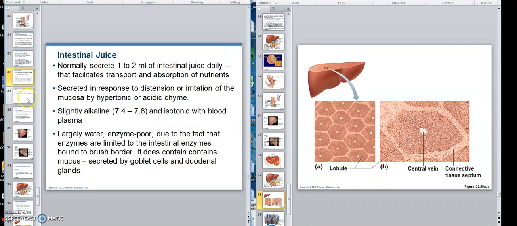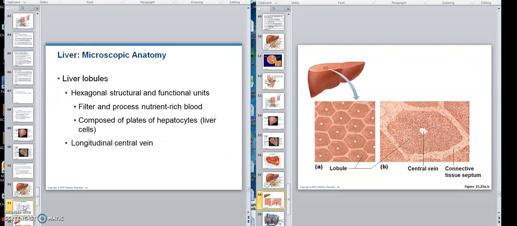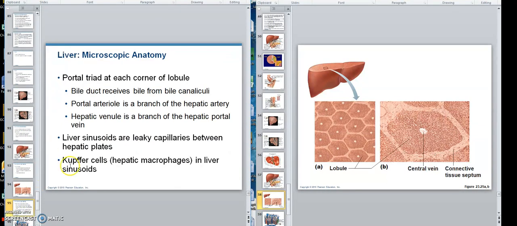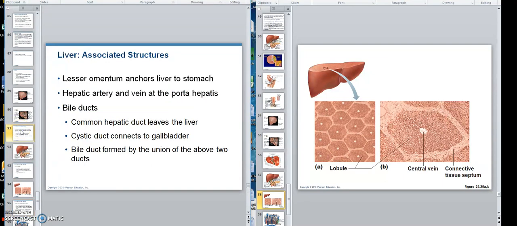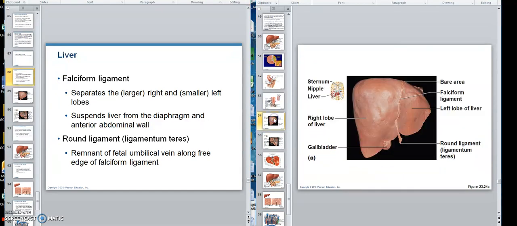Something called the portal triad. But before we do that, let me just go back up here. Let's go back to a picture of the liver. Here's that falciform ligament that separates the right and left and suspends the liver, as I mentioned, from the diaphragm. The round ligament, the umbilical vein, was that there.